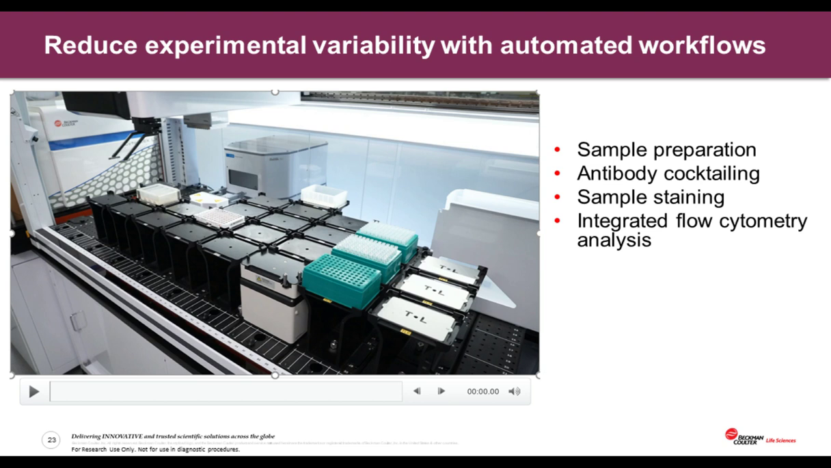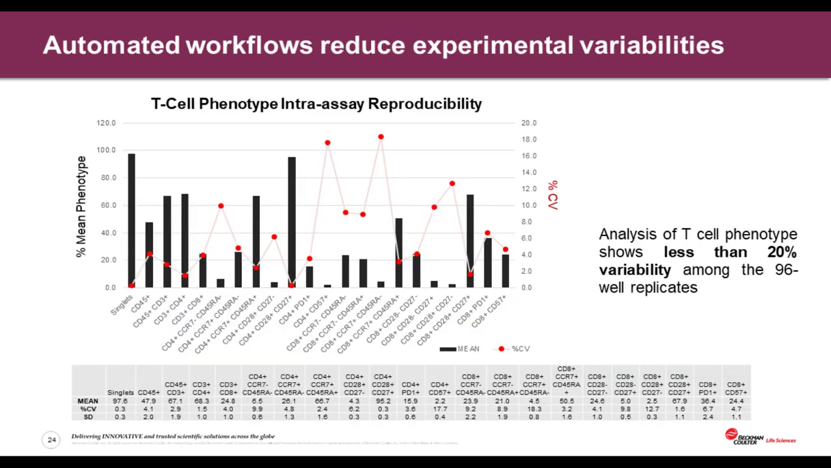So now that we've seen how the automation works, we're going to discuss what kind of sample output we get from it. In this particular case, we wanted to reduce the experimental variability utilizing the automated workflows. And we did so by analyzing 96 well replicates in precisely what you saw in the video there to assess the phenotype of T cells and really evaluate the intra-assay reproducibility.